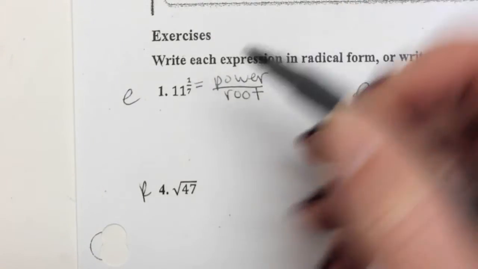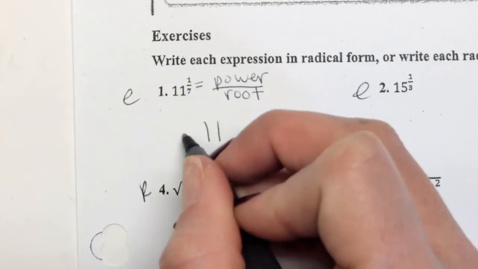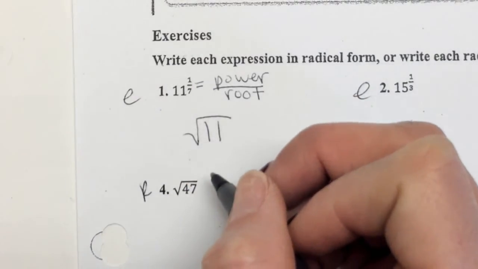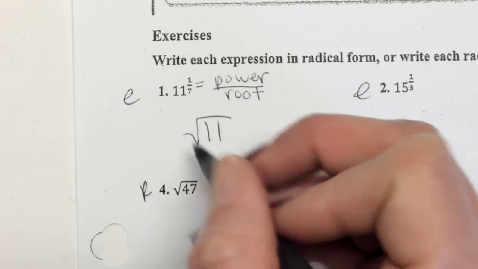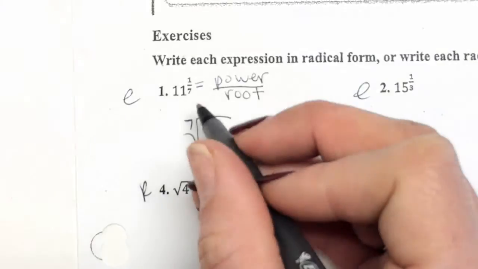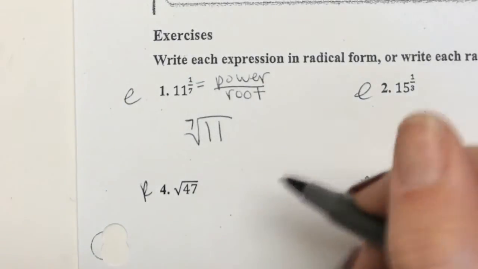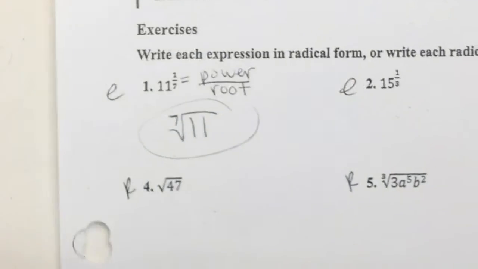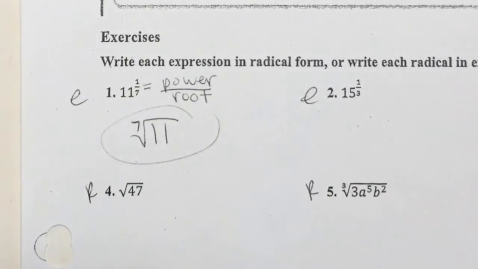So to rewrite this, we know 11 is going to be what's underneath the radical. The root, where do I write that at? The 7. Yes. 7th root of 11 to the what power? First, which I don't have to write that. 11 to the first is just 11. That's it. Go ahead and do 2 and 3 on your own.